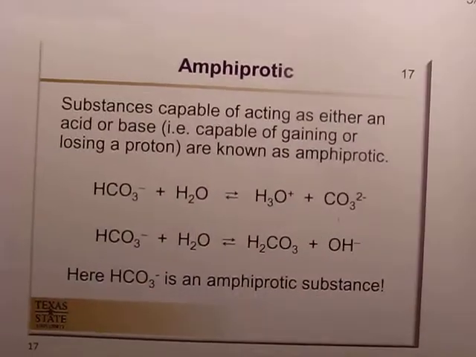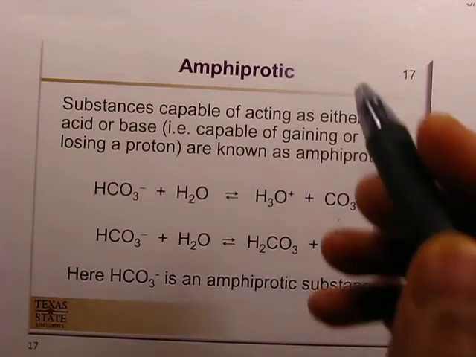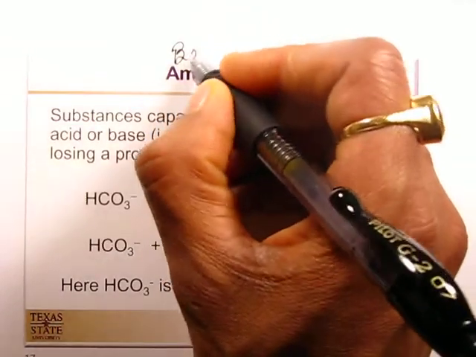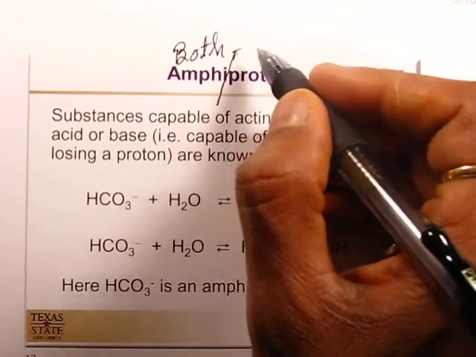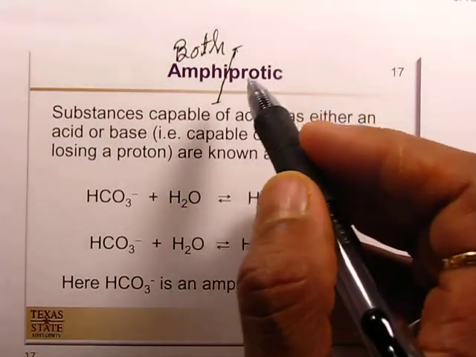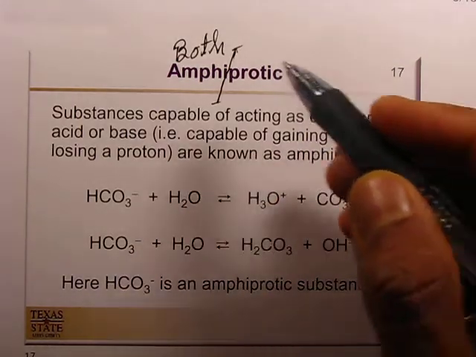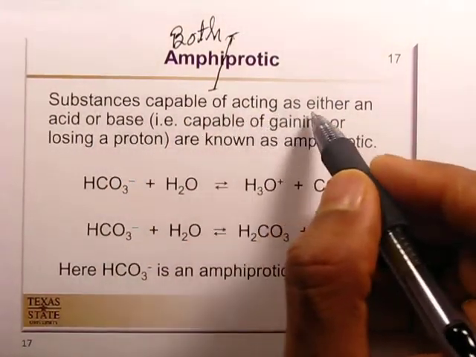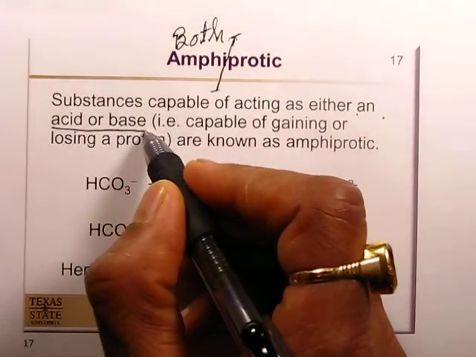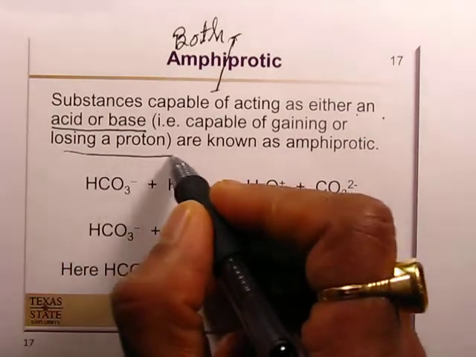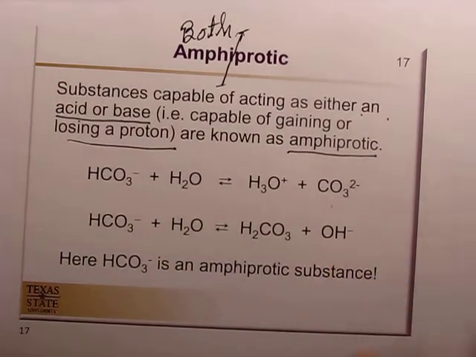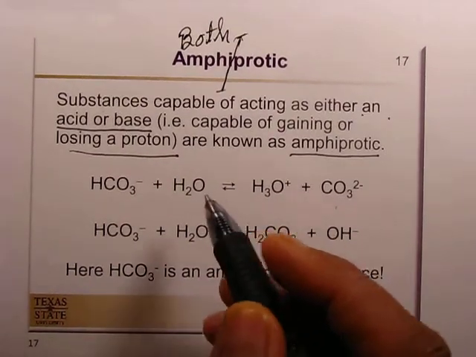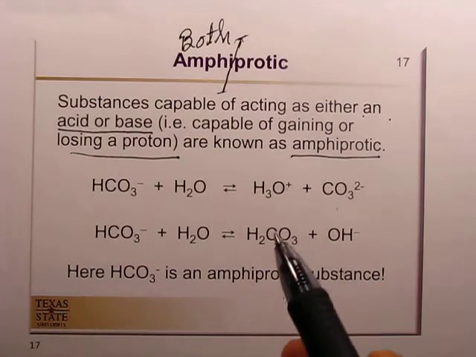Next, an important topic is amphiprotic. What is the meaning of amphiprotic? Amphi means both. If you remember from biology, frogs are amphibians, right? They can live in water and on land both. So amphi means both. Basically, it is a substance capable of acting as either an acid or a base, capable of gaining or losing a proton, known as amphiprotic. There are some compounds that can behave as acid and base both, and that compound is called amphiprotic.